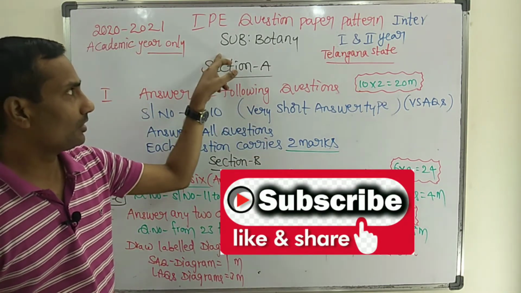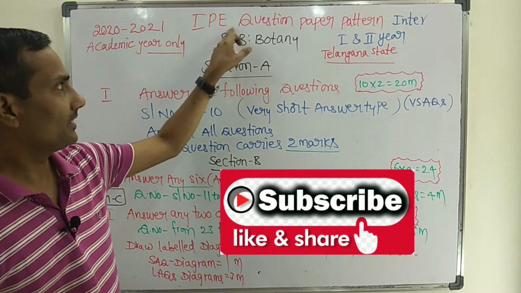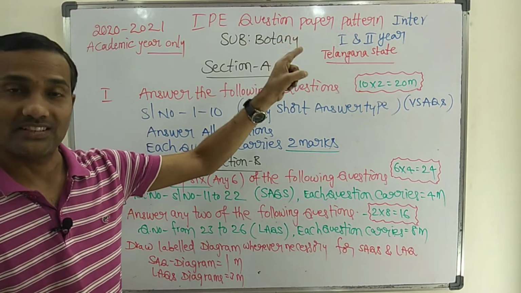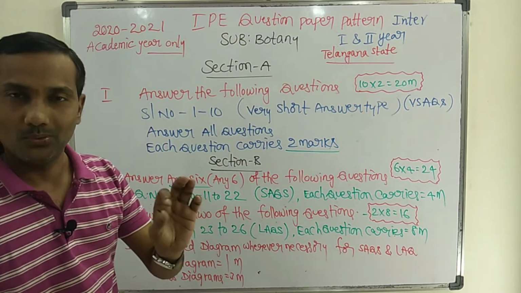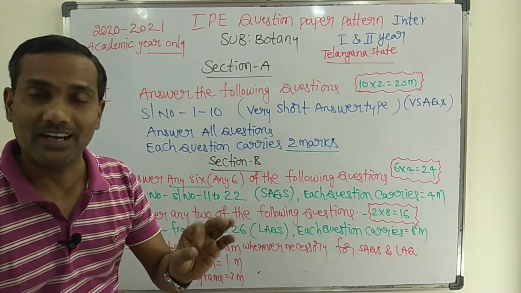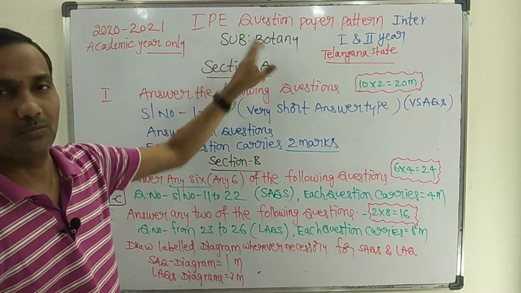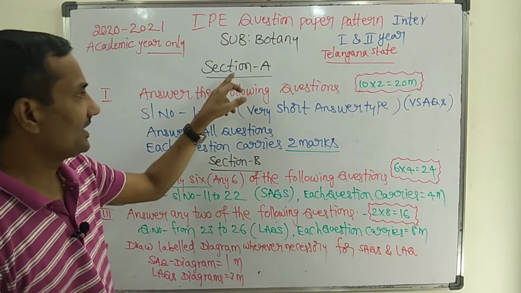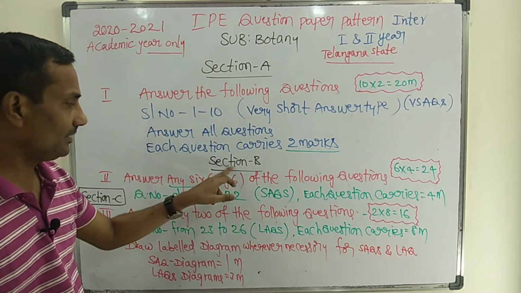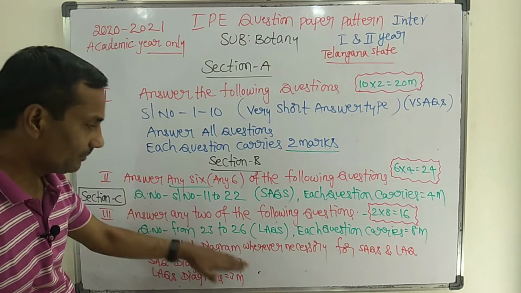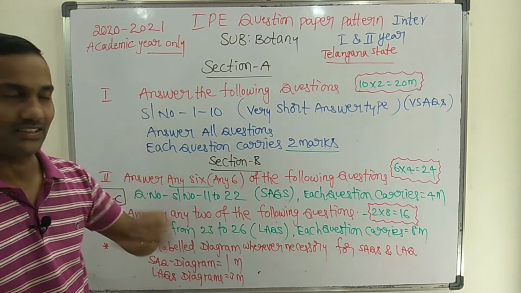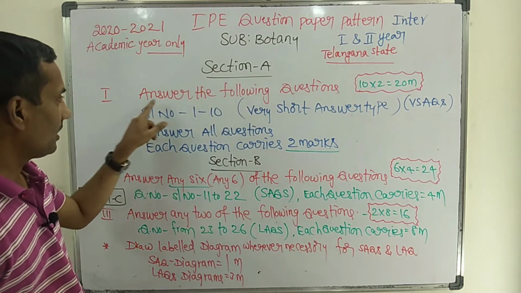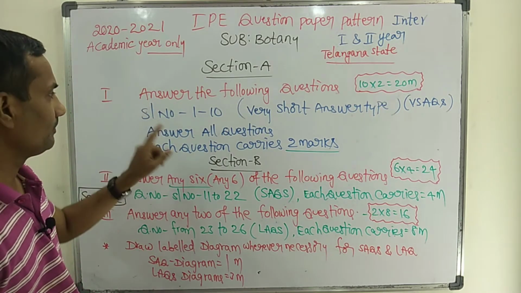Now we discuss the IPE exam question paper pattern for intermediate first year and second year, only for the 2020-21 academic year. Subject: botany. Here a total of 3 sections are there: section A, section B and section C. In the first section A, answer the following questions.